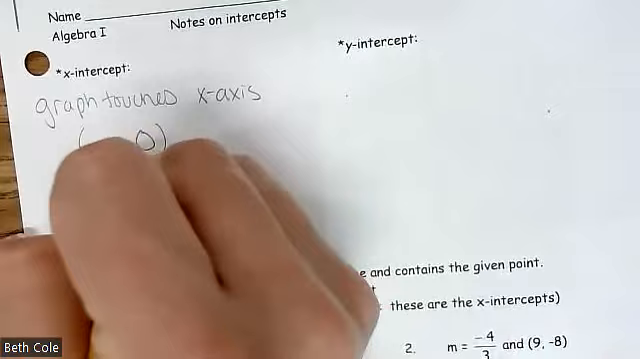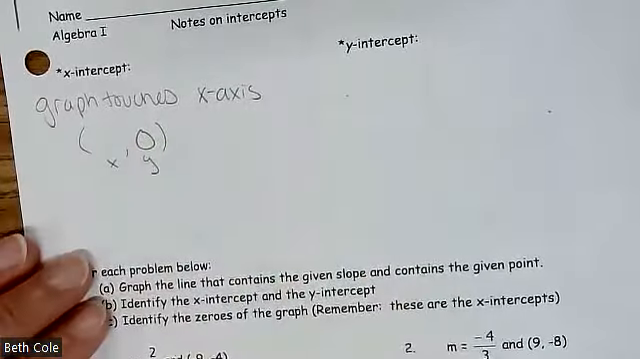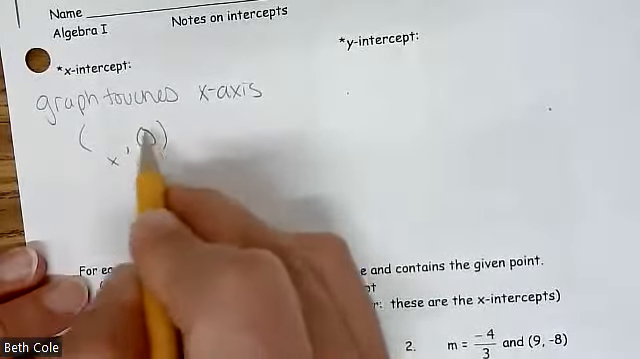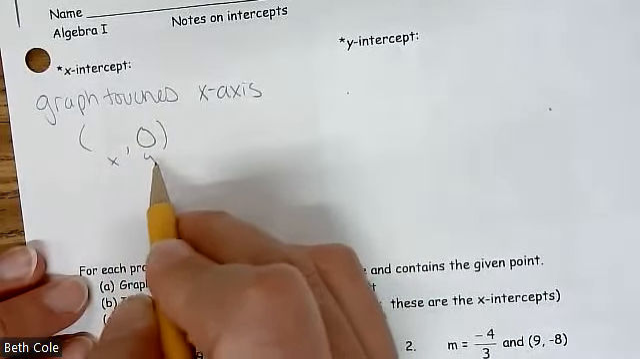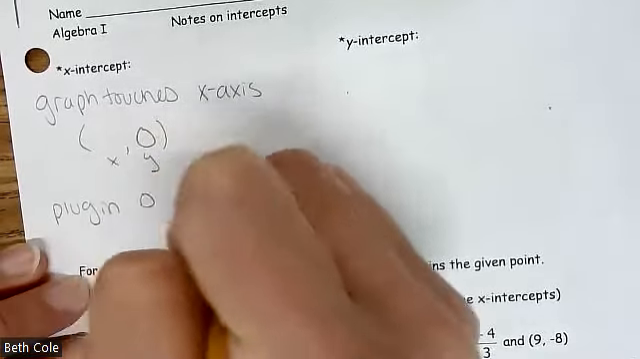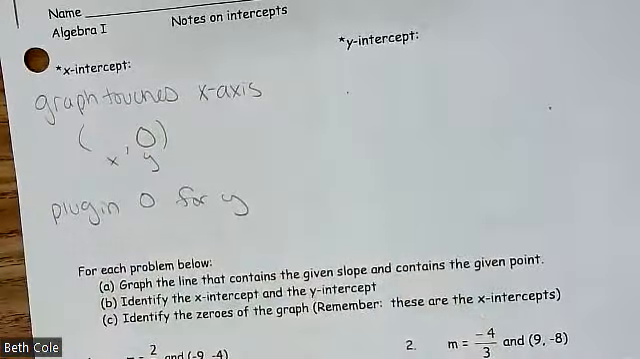So since all of your points are x, y, in order to find an x-intercept, you would plug in 0 for y. Plug in 0 for y. So if you want the x-intercept, plug in 0 for y. You couldn't plug in 0 for x because then it would just be 0, right? So plug in 0 for y.